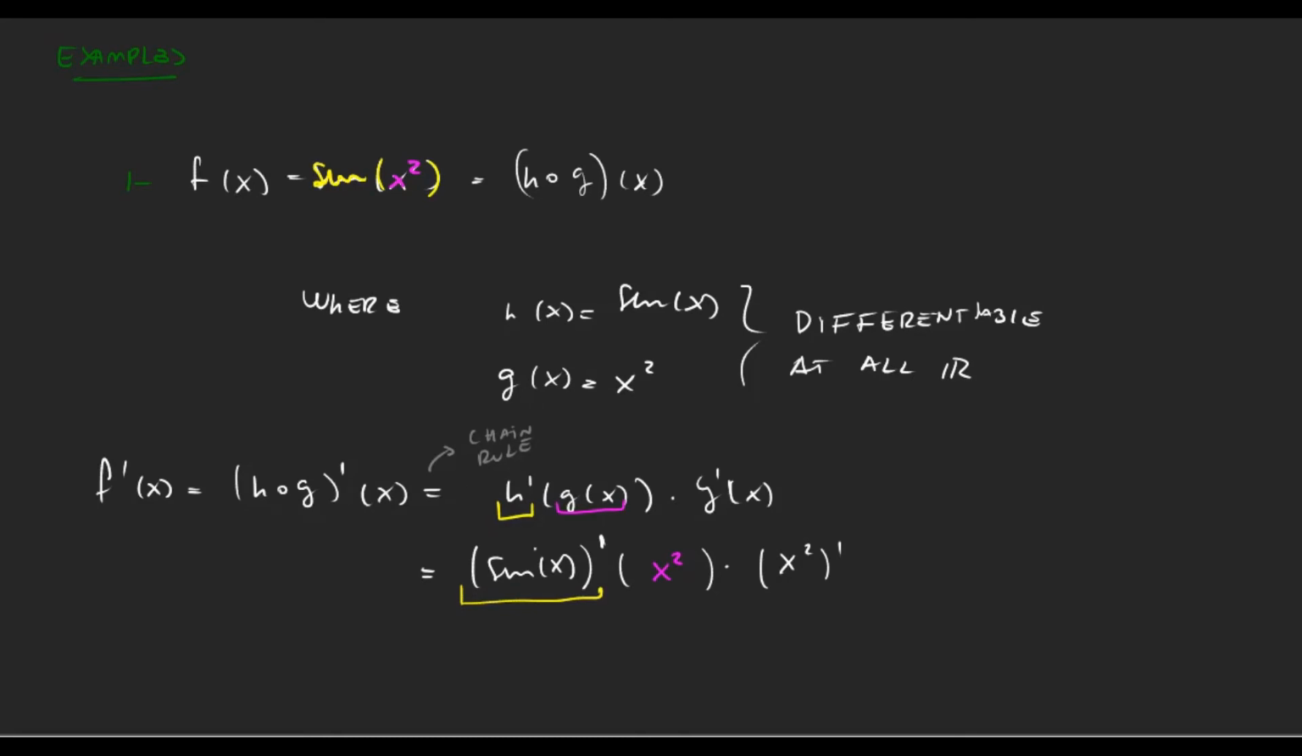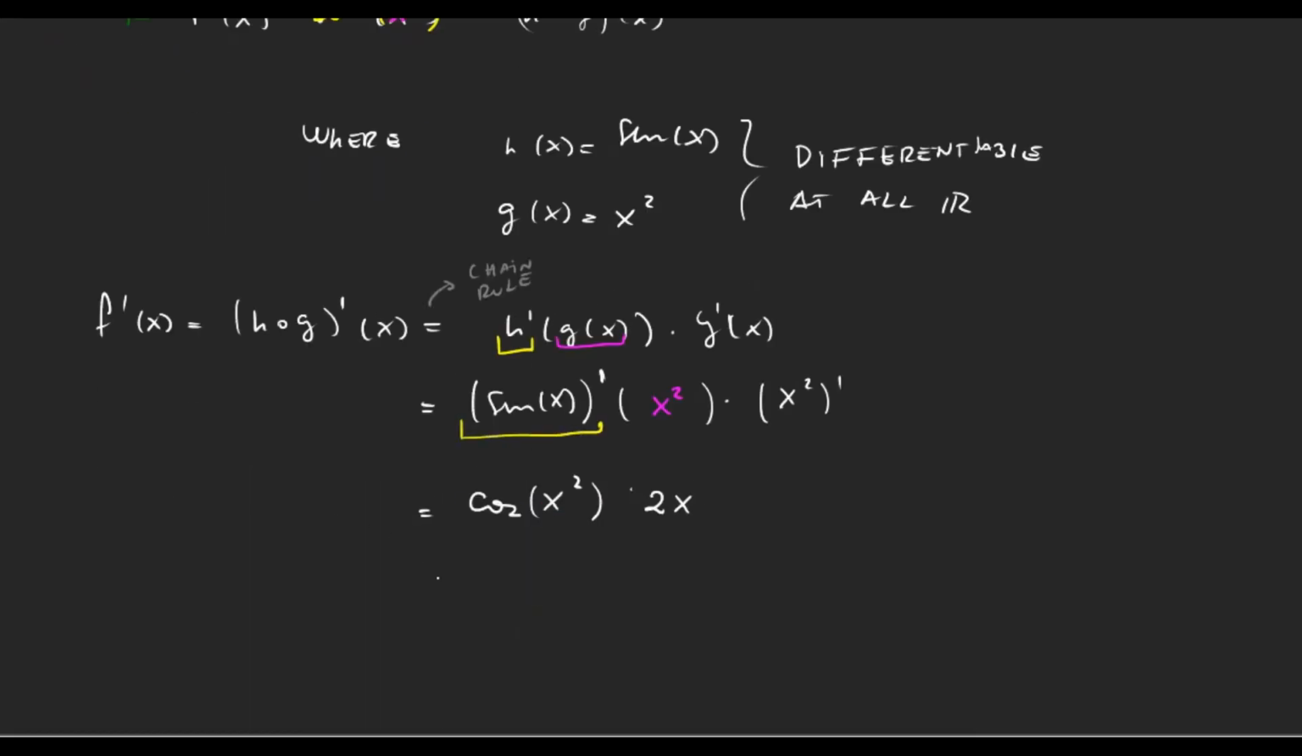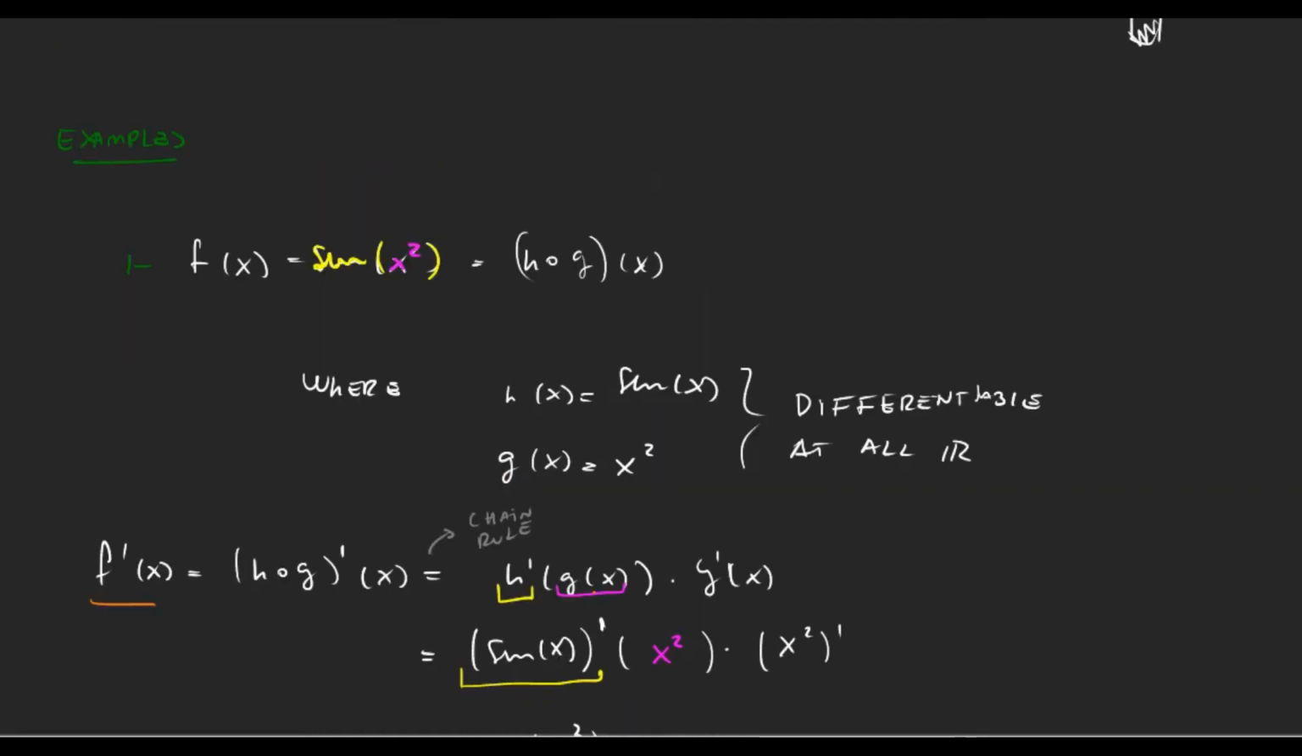So in our previous video we learned the derivative for the sine of x. We said it was the cosine of x. So now we have the cosine of x evaluated at x squared, which just gives us the cosine of x squared, times the derivative of x squared. We calculated a few videos ago that it was 2x. So then we can just rewrite this as 2x cosine of x squared. So this is the derivative for our function f.